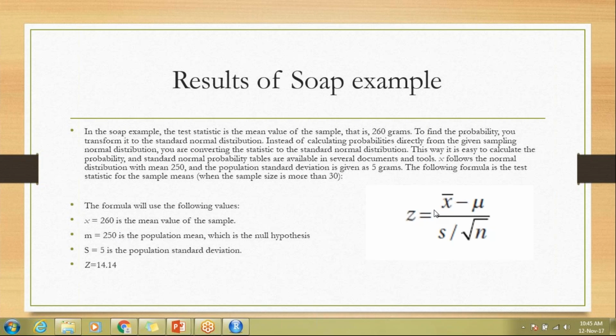Here, this is my expected mean value, which somebody has claimed, and this is my normal mean value that I have, 250. This would be my standard deviation and number of observations that I have. On the basis of that, I have got a Z score of 14.14. So what does this mean, and how can we make a prediction on that?